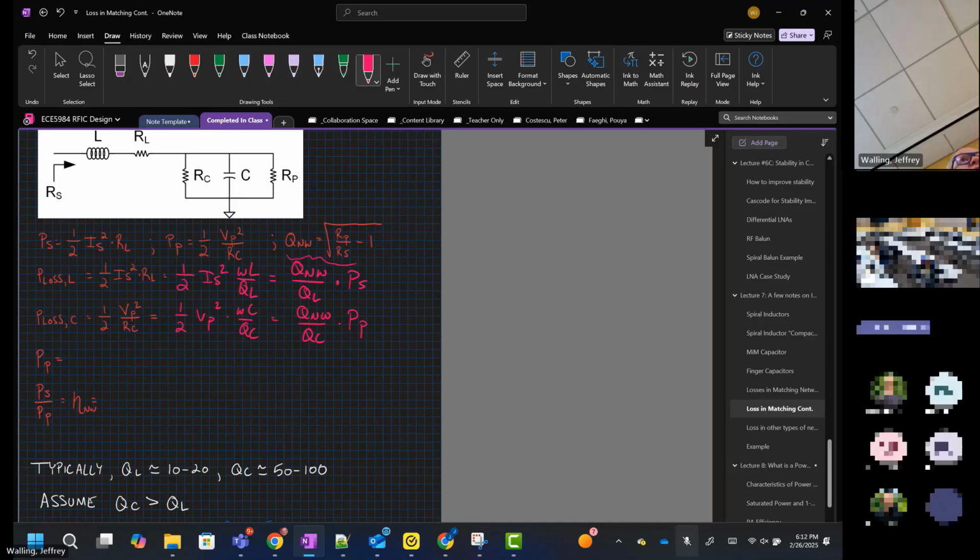All right, so the power that we deliver to that load ultimately has to be equal to the power available from the source plus the loss in the inductor and the loss in the capacitor. And if we find the ratio of the power available from the source divided by the power delivered to the load, we'll find the efficiency of the network. And the efficiency here is equal to 1 minus Q network over QC divided by 1 plus Q network over QL.